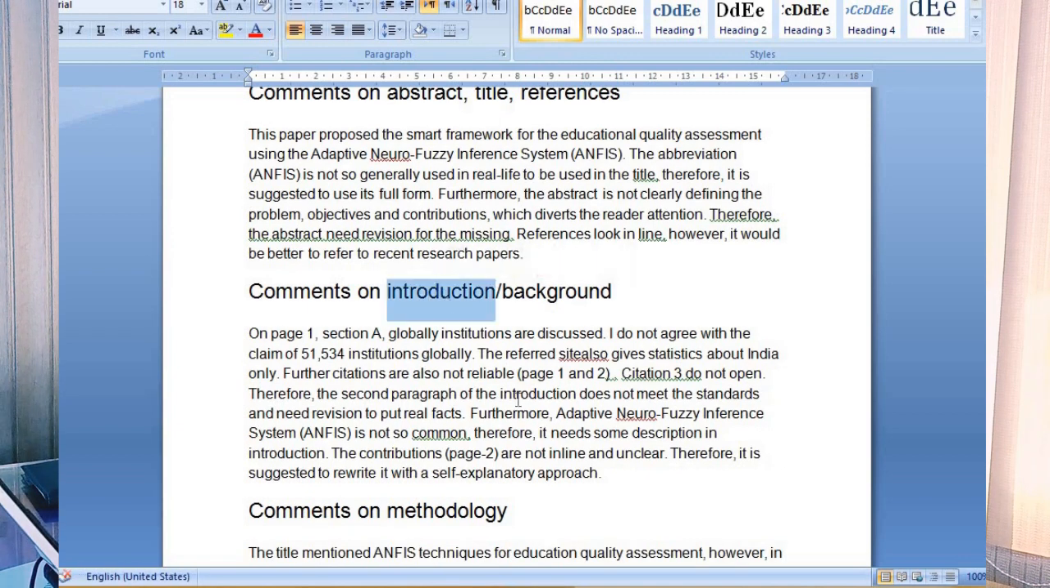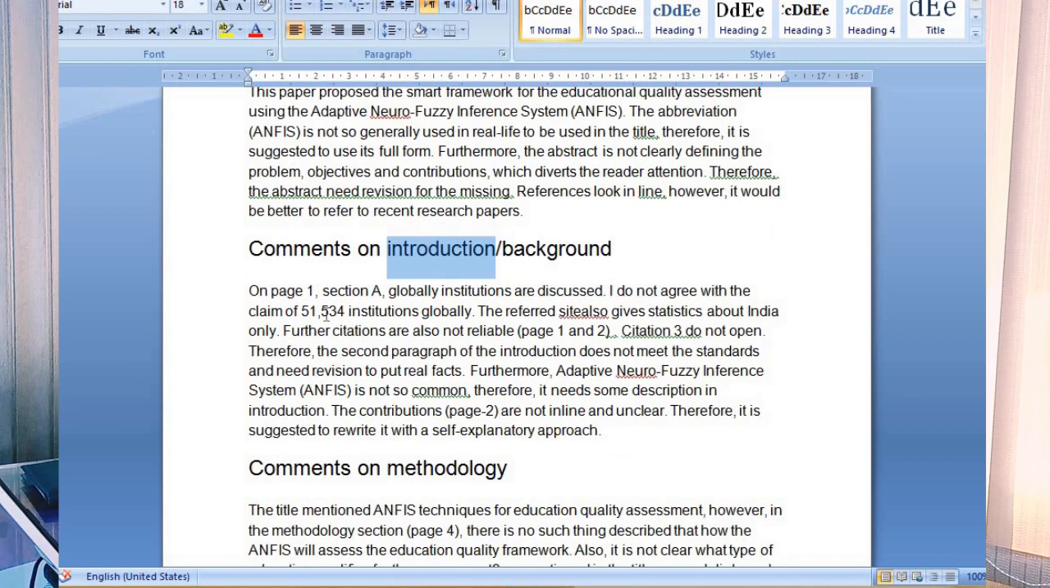In the second part, I discuss the introduction and background. It will also cover the literature. First thing, you have to mention the page number, the paragraph number or the section. Page 1, section A, global institutions are discussed. I didn't agree with the claim. So if you don't agree, then you have to politely write where you don't agree and why.